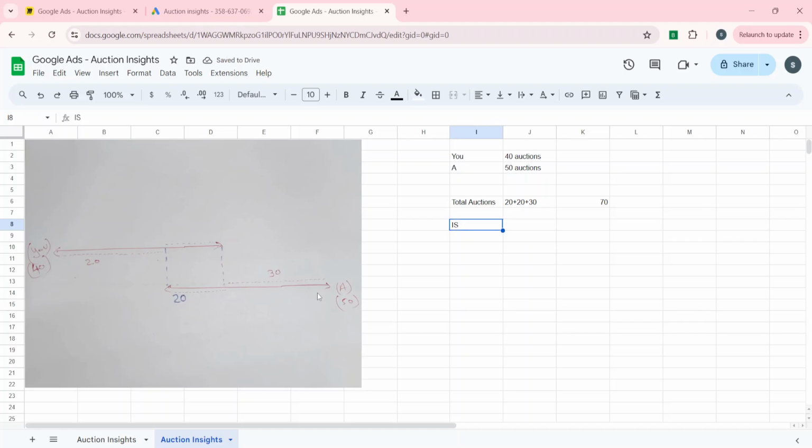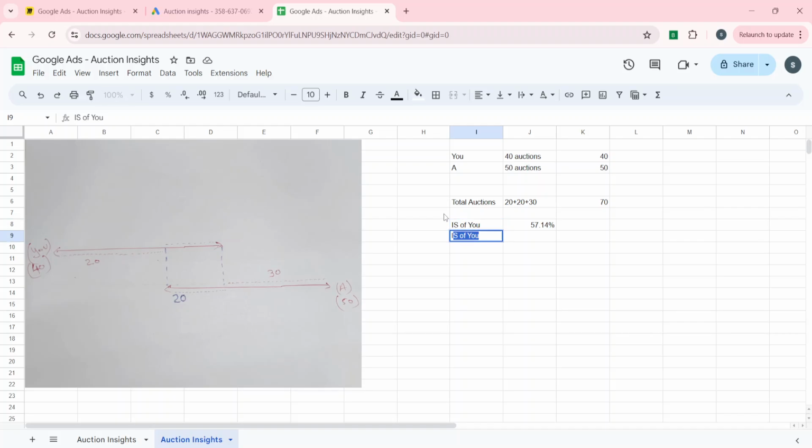So what is the impression share of you? The number of auctions you have entered divided by the total eligible auctions. Here the total eligible auctions is 70. What is the number of auctions you have entered? It is 40, right? And A has entered 50. Let's calculate: the number of auctions you have entered divided by total eligible auctions, as a percentage. So 57% is the impression share of you.